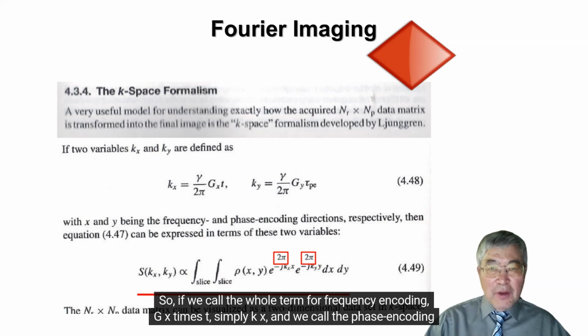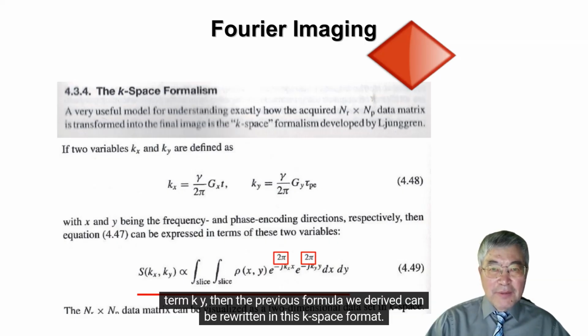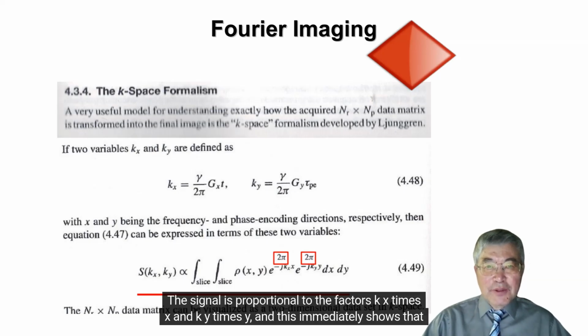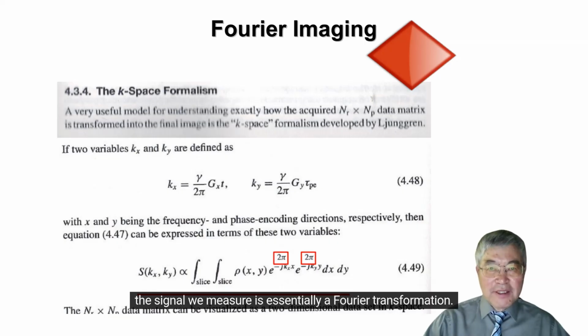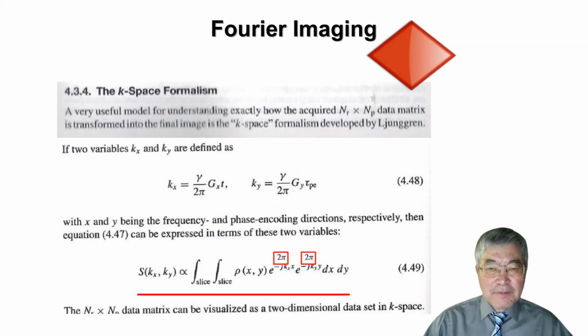So, if we call the whole term for frequency encoding Gx times t, simply Kx, and we call the phase encoding term Ky, then the previous formula we derived can be rewritten in this K-space format. The signal is proportional to the factors Kx times x and Ky times y, and this immediately shows that the signal we measure is essentially a Fourier transformation.